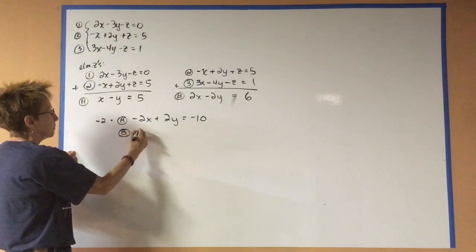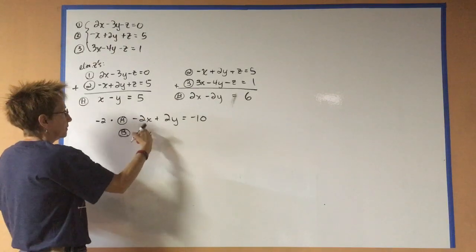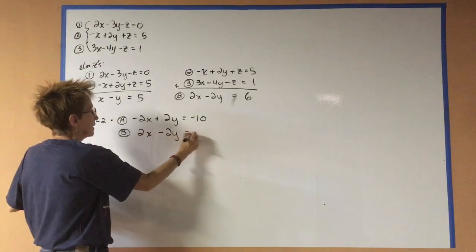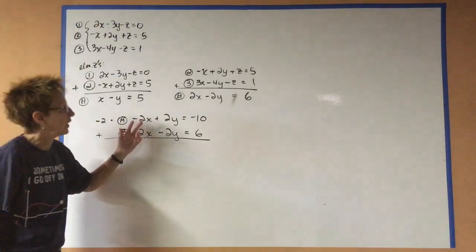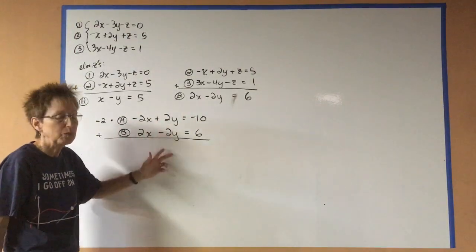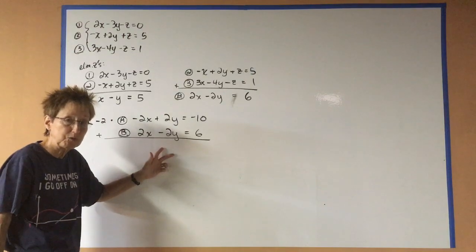And equation B, I believe I can leave alone and the x's will eliminate. And then minus 2y equals 6. But look at what happens. Not only am I eliminating the x's, but look at what else is happening here. The y's are also going away.